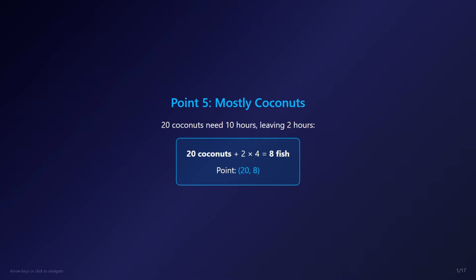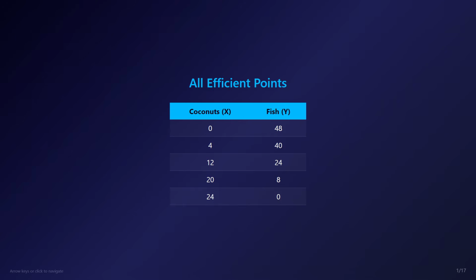What does efficient production mean? That Moshe uses all 12 hours of his work. He doesn't waste a single hour. Every hour is directed toward producing fish or coconuts. Being on the production possibility curve means being at a point where I am utilizing all production factors, in this case, all 12 hours, in the most optimal way.